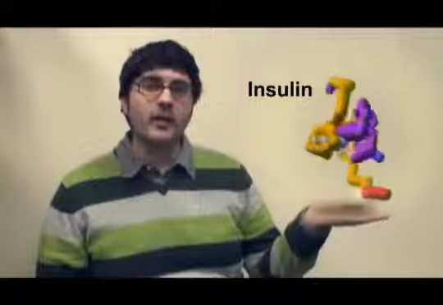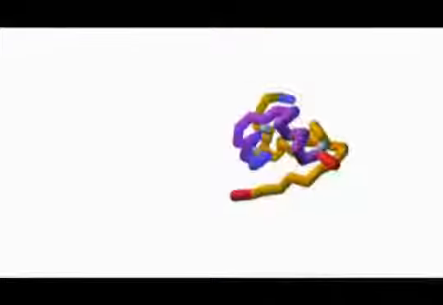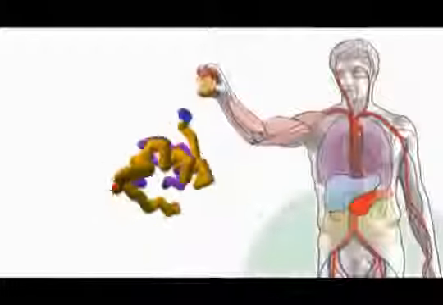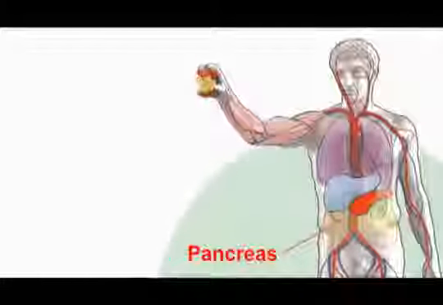And here's the important part. In order to get that glucose that's now in your bloodstream into your muscle cells, you need to have insulin present to trigger that uptake event. Insulin is a small protein hormone produced by your pancreas.